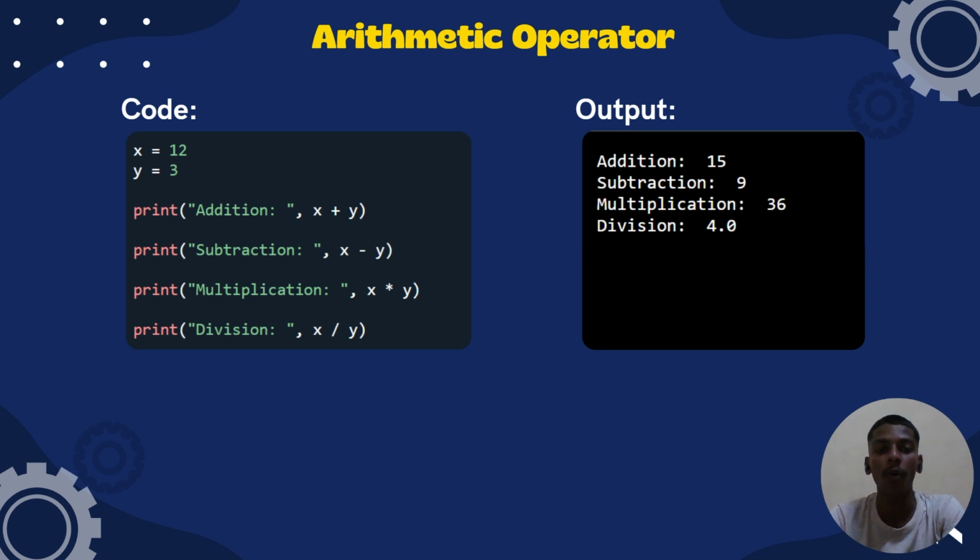Let's see the arithmetic operators code. x is equal to 12 and y is equal to 3. The values are given for the variables. Print addition, x plus y. Print subtraction, x minus y. Print multiplication, x into y. Print division, x by y. The output we can see here. As I said, the values given for the variables are used with addition, subtraction, multiplication and division.